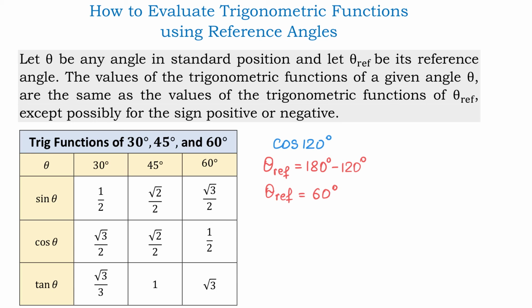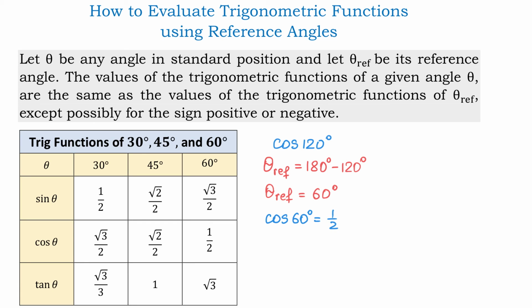Now in the next step, instead of finding cosine of 120 degrees, we will find cosine of 60 degrees. And for this, we will use this table we have to the left. Here we see that cosine of 60 degrees is 1/2. So we will write that cosine of 60 degrees equals 1/2.